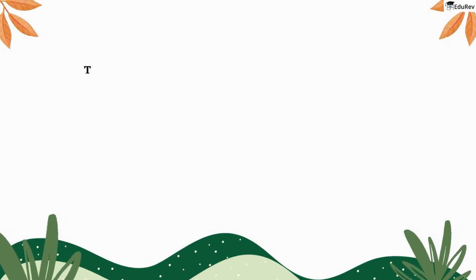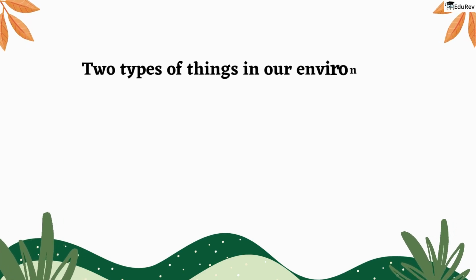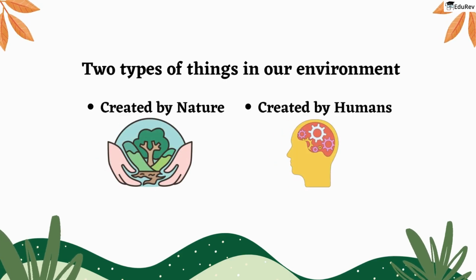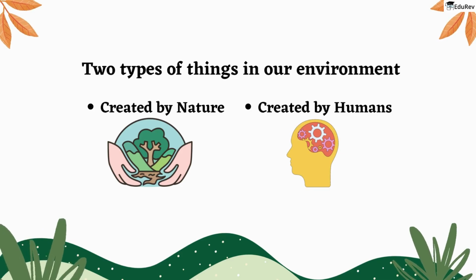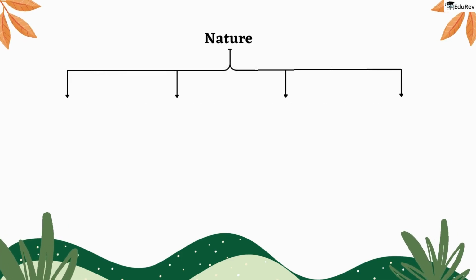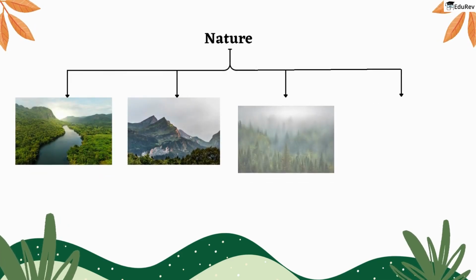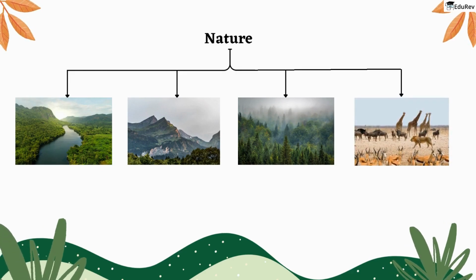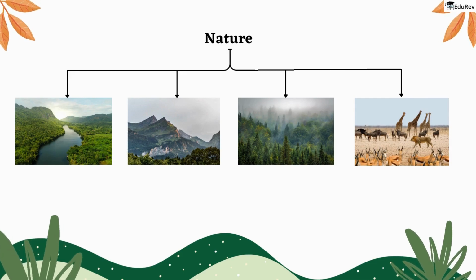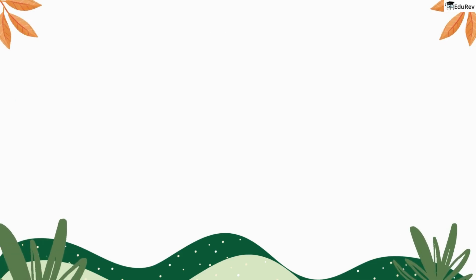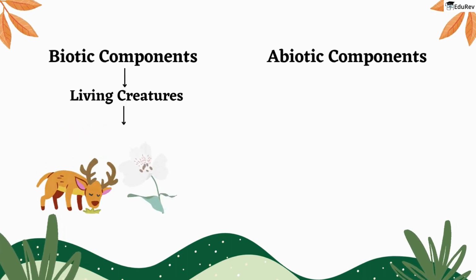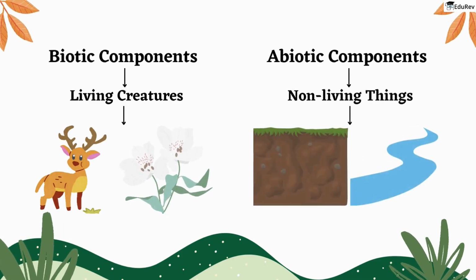And did you know that there are two types of things in our environment? Those created by nature and those created by humans? That's right. Nature creates some amazing things like rivers, mountains, forests, and animals. This includes all the biotic and abiotic components. And what are biotic and abiotic components? Biotic components are the living creatures of the earth while abiotic components are the non-living things.